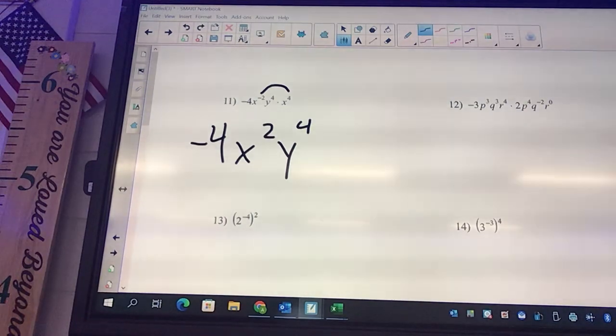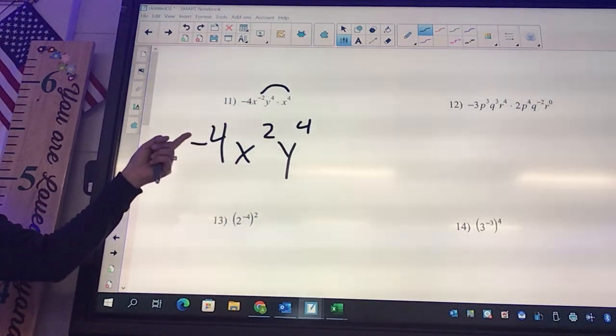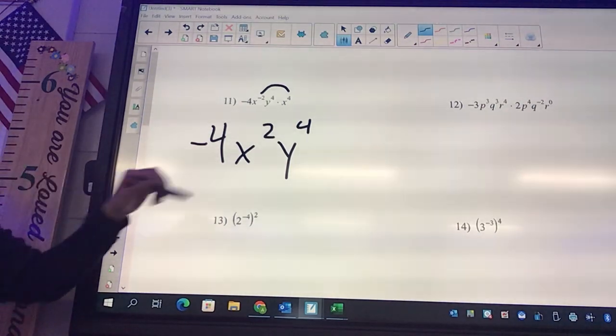What needs moved? Nothing needs moved. Okay, the only time we're going to move something is if we have a negative in the exponent. Okay, this 4 does not have a negative exponent, so we're not going to move it.